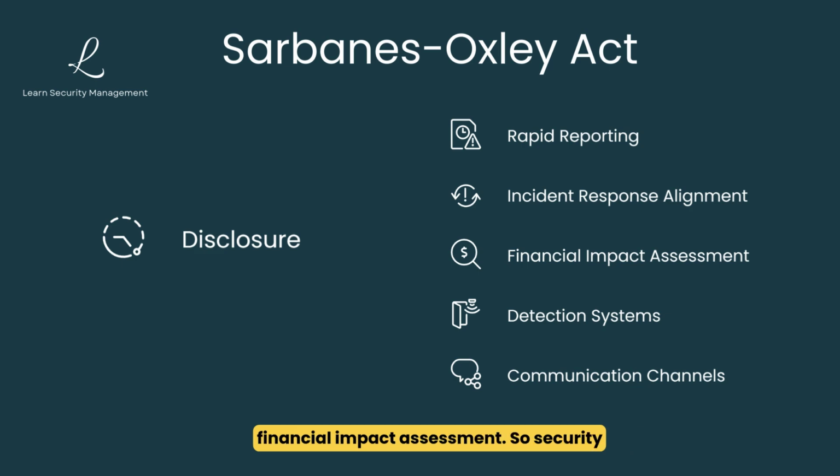Then there is financial impact assessment. Security incidents affecting financial data require prompt evaluation. Organizations must quickly determine if breaches impact financial reporting. You need to have detection systems. Organizations need monitoring tools that identify potential issues early. You can't disclose what you don't know about. You must also take care of communication channels. Clear processes must exist for reporting incidents to leadership. Information must flow efficiently from detection to disclosure.